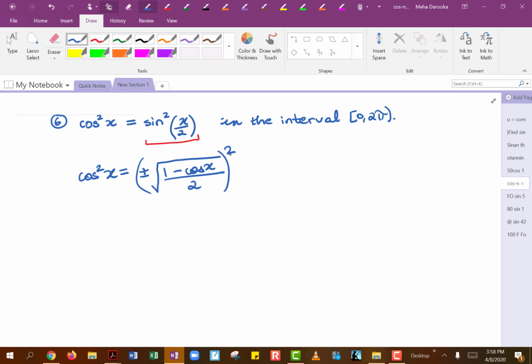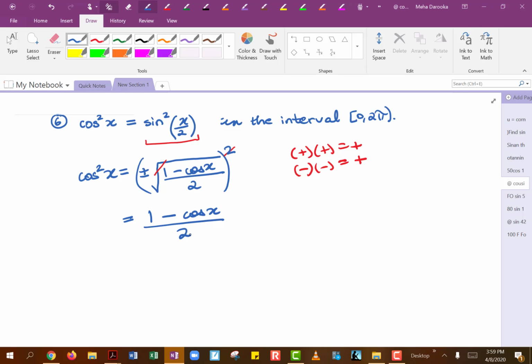So two things are going to happen here. That square is going to take our positive and negative sign and make both of them into a positive sign, so we won't have to write a sign down here anymore. Additionally, this square will also cancel out the square root. Positive times positive is a positive, negative times negative is also a positive, and the square root is canceling out the square. So you will end up getting just 1 minus cosine of x over 2 on the right hand side.